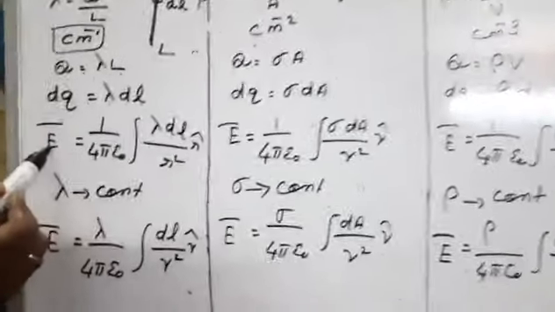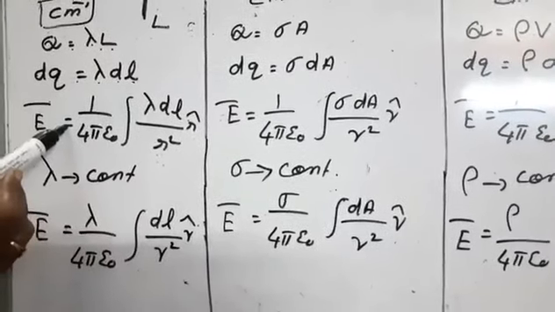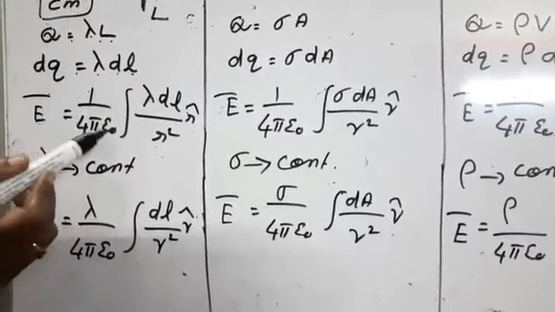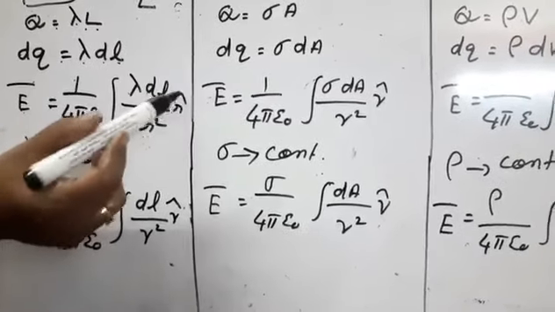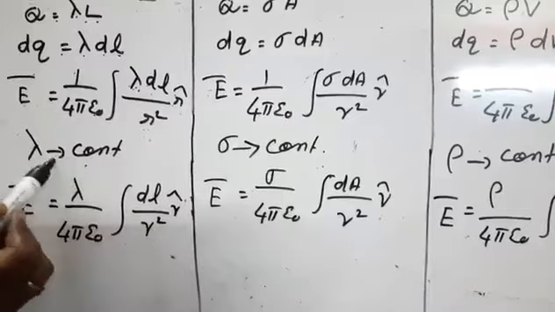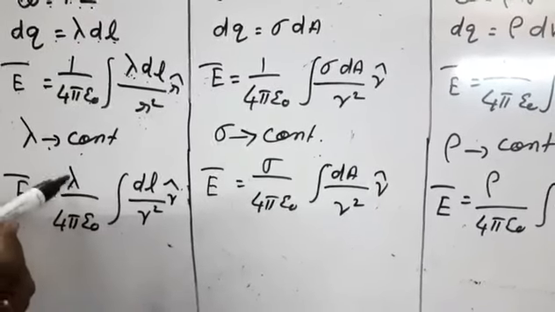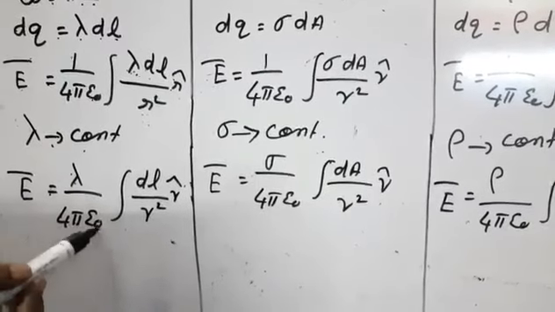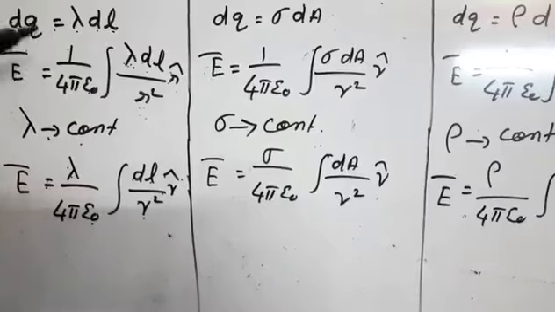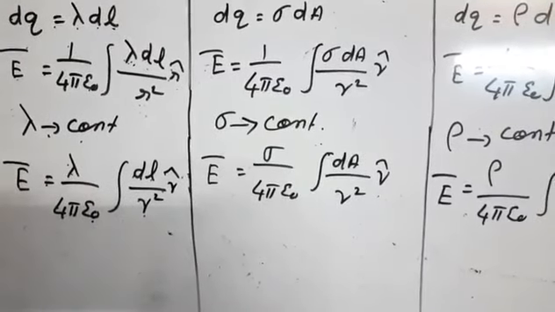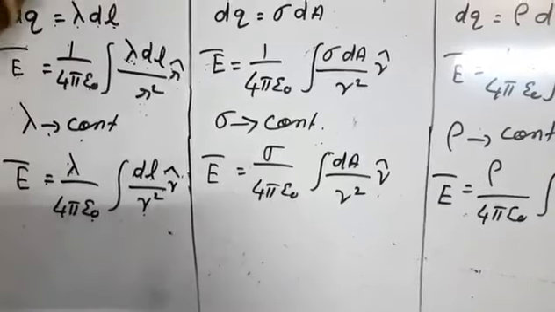Now we substitute this dq value in that formula. E bar equals 1 by 4 pi epsilon naught integral of lambda dl by r square into r cap. Lambda is a constant value, that's why we take it out. Therefore the electric field E bar equals lambda by 4 pi epsilon naught integral of dl by r square into r cap. So this is the value of electric field for the length L.